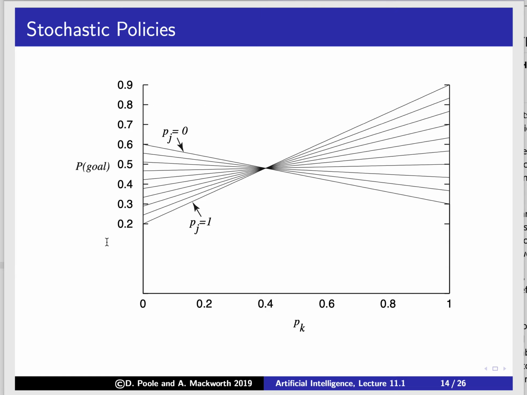So if we plot this as a function of the probability, you notice that all of these are straight lines. And it has this very interesting property that they all cross at this point in the middle here.